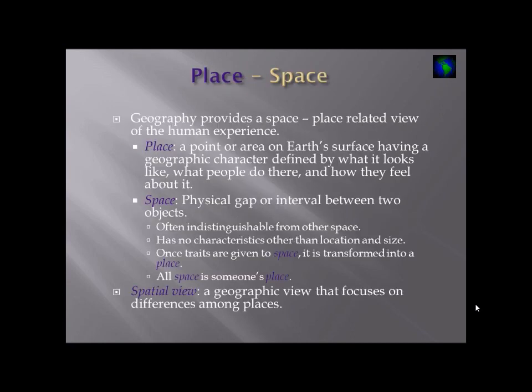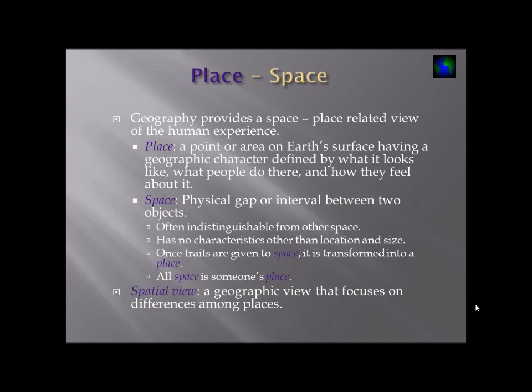Place and space, two concepts that are constantly discussed and talked about. Place is a point or area on the Earth's surface having a geographic character defined by what it looks like, what people do there, and how they feel about it. So what it looks like can be a lot of different conditions. What people do there could be a lot of different activities, and how they feel about it is extremely individual. So when we talk about place, we talk about your interpretation of the point or area you're standing on the Earth's surface, whether inside a building, outside a building, or whatever.